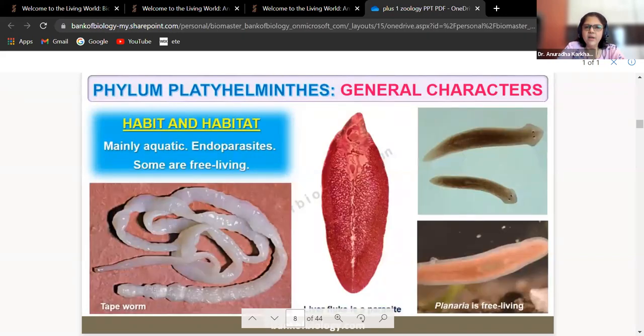Habitat and habit, mainly aquatic. Some are endoparasites, some are free living. So they could be found anywhere in water bodies, inside the animals as endoparasites, and some are free living. This is a liver fluke. ये जो diagram है ये liver fluke का diagram है. ये देखो. Fasciola कहते हम लोग इसको. The scientific name is Fasciola. Liver fluke. Planaria is free living. This is an endoparasite. Even tapeworm, endoparasite. Okay.